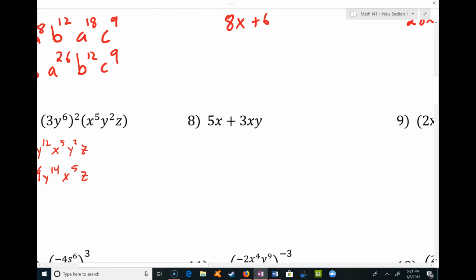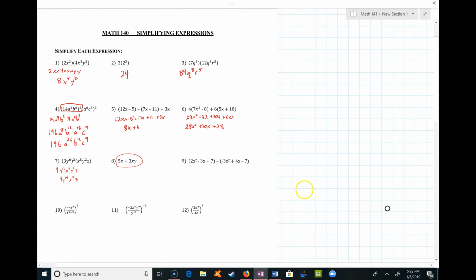This one is just addition, and then addition and multiplication mixed. I cannot multiply any of the stuff because they're variables and numbers, and I can't add anything because they're not like terms. So that's my answer right there. There's nothing I can do to simplify it.